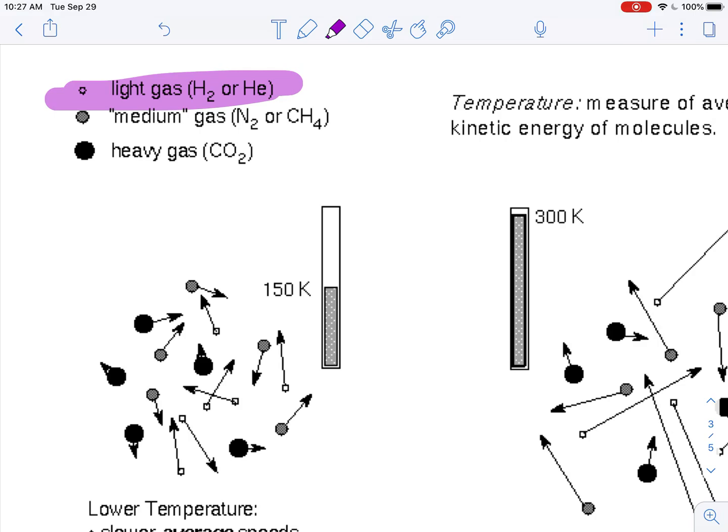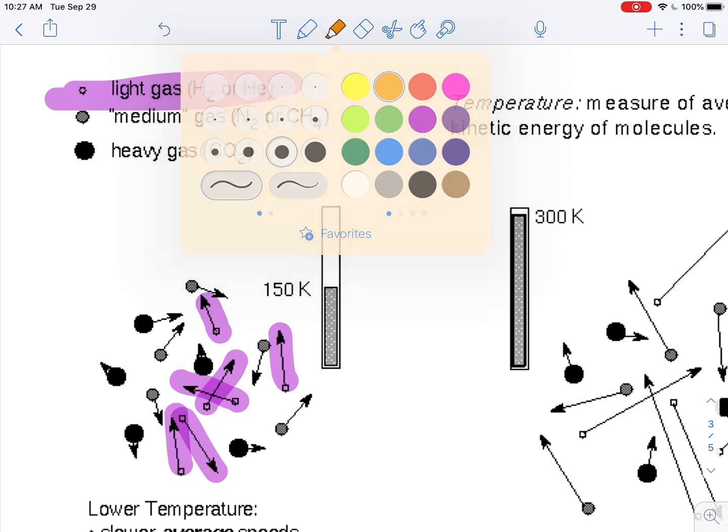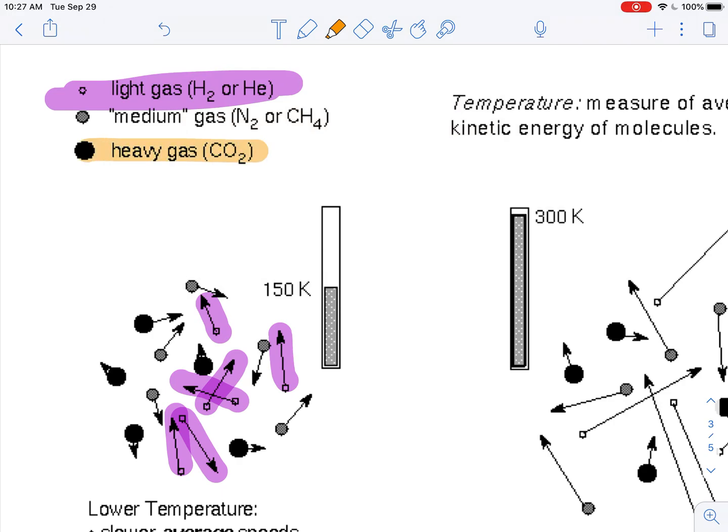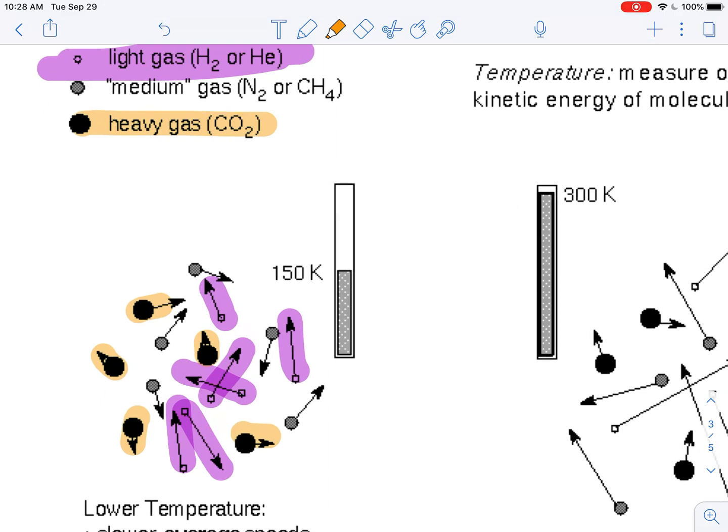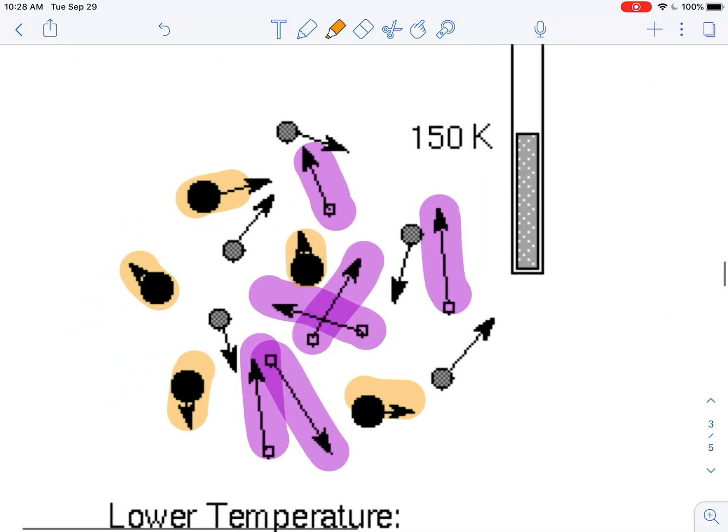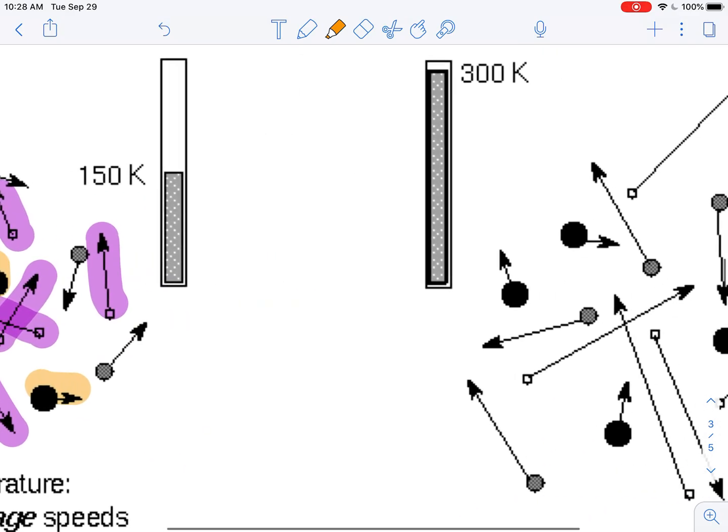These guys here are going to have longer arrows than a heavy gas like carbon dioxide here. Carbon dioxide is going to have shorter arrows, and again, the longer the arrow in these pictures, it's going to describe how fast the particle is moving. So you'll notice that the light particles in each of these cases have longer arrows as compared to the larger particles, which have shorter arrows.